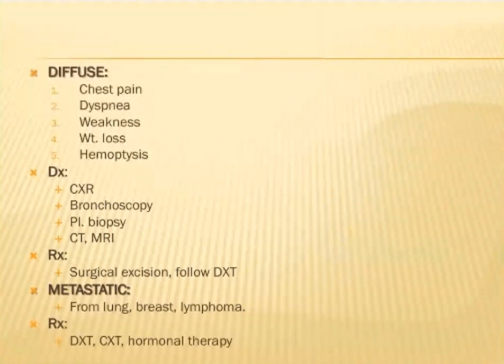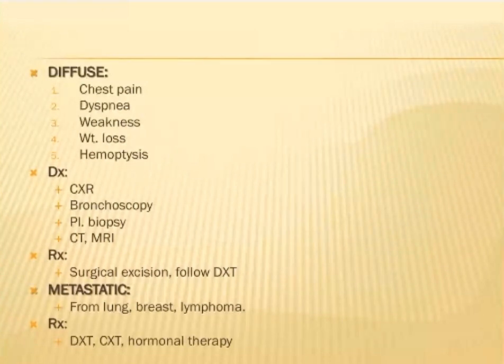So, but diffuse, it will have no chest pain, but dyspnea more, weakness and weight loss, and sometimes you have hemoptysis because it is a diffuse, not a localized tumor. How can we diagnose this? By chest X-ray, and don't forget, we do a bronchoscopy. And the most important for your diagnosis will be a pleural biopsy, and a CT scan is very important to confirm your diagnosis.